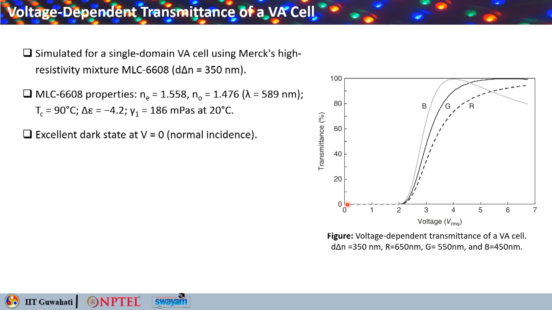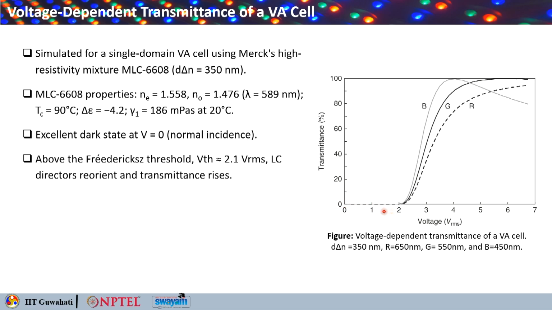But as you see, the voltage is increasing slowly. So there is a threshold of say 2.1 volt RMS. This is the Freedericksz threshold. Here the liquid crystal directors reorient and the transmittance begins to rise. This happens when the electric torque overcomes the elastic restoring torque and the directors begin to tilt away from the vertical, and that starts allowing the light to pass through.